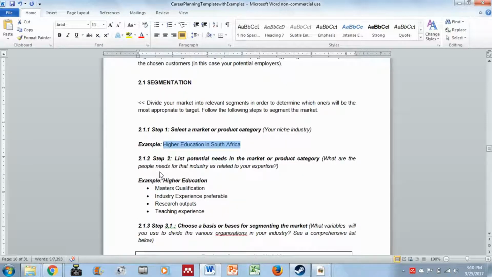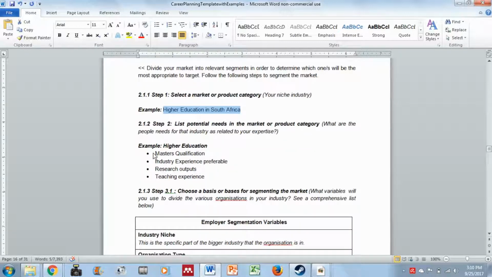Step 2. You list the potential needs of the market or product category. What are the people's needs for that industry as related to your expertise? So for example, in my industry, higher education, they want a master's qualification, they want industry experience, they want research output, and they want teaching experience. Okay, what are they in your industry? You should give at least 4 here.